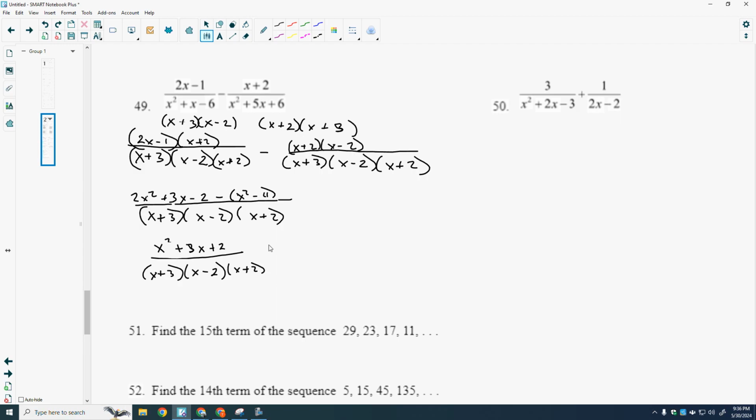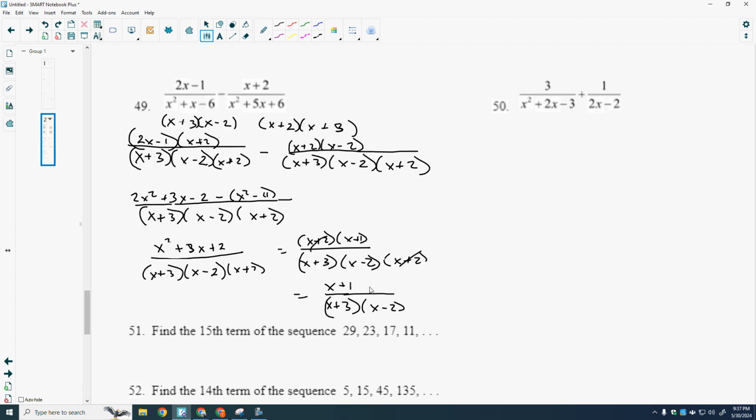All right. This top factors into x plus 2 times x plus 1. And I notice I have an x plus 3, an x minus 2, and an x plus 2 on the bottom. These x plus 2's can go away. My final answer, x plus 1 over x plus 3 and x minus 2. Sorry, my pen is just not having it tonight.